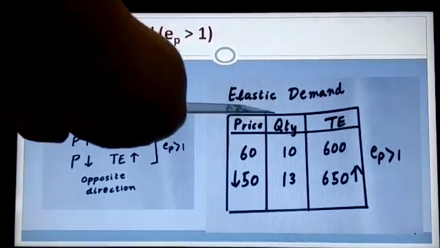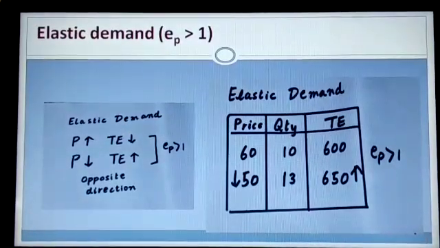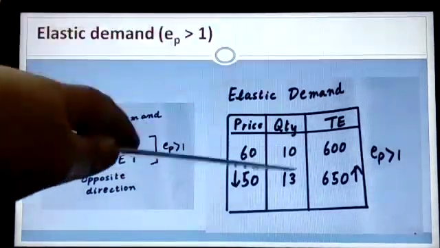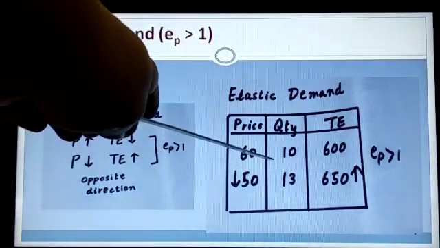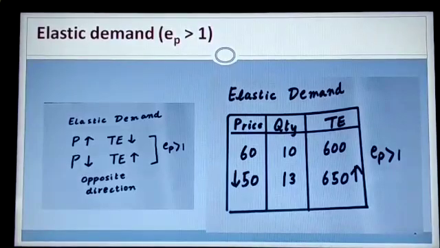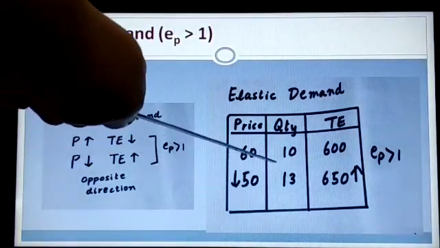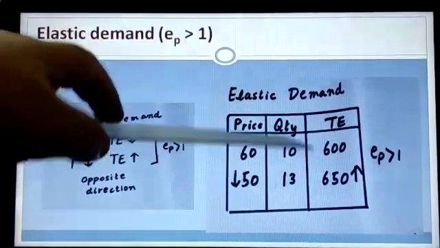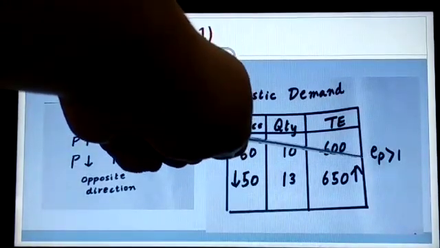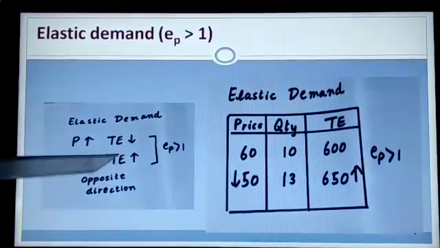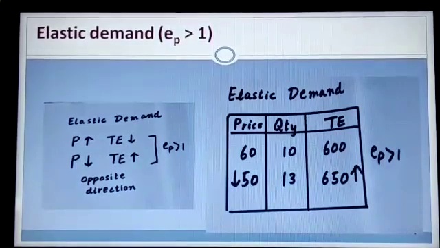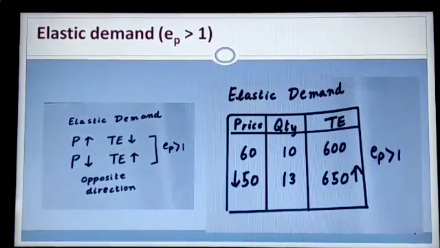How come? First of all, price into quantity will become total expenditure. This table will be clear to you. I told you the total expenditure formula is price into Q. So 60 into 10 is 600, 50 into 13 is 650. Clear? Now, when the price falls from 60 to 50, as a result, the expenditure increases from 600 to 650. It means with the falling price, the total expenditure is increasing. It's the case of elastic demand.